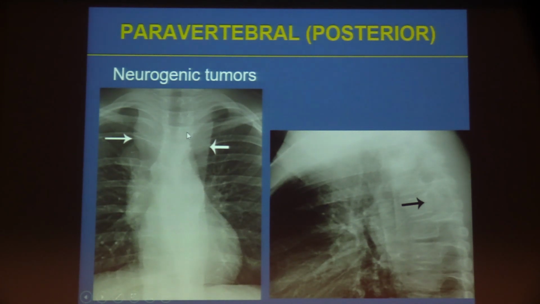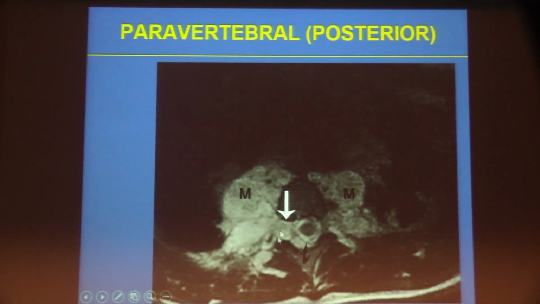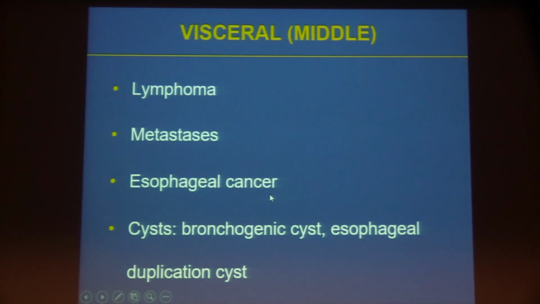As we said, paravertebral mediastinum, neural tumor. This was a ganglioneuroma. You can see, look at the neural foramina, they're enlarged. And you can see it here, of course, in the MRI, how this tumor enlarges the neural foramina. Now, the middle mediastinum is a bunch of malignancies, usually metastatic disease and lymphoma. And then we have esophageal and bronchogenic things, benign and malignant. So malignant esophageal cancer, the benign bronchogenic cyst, duplication cyst.